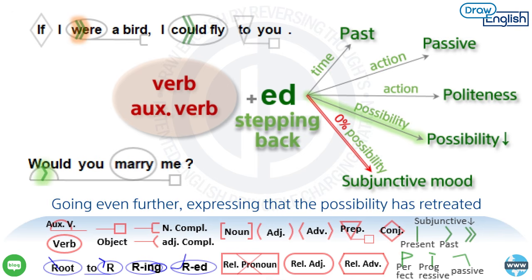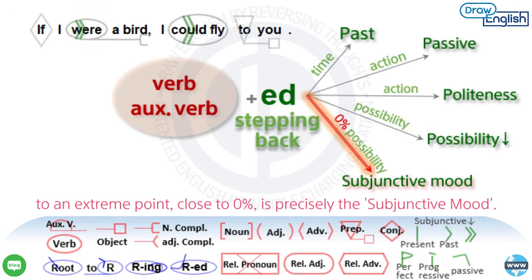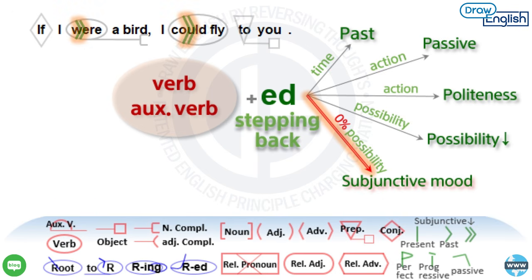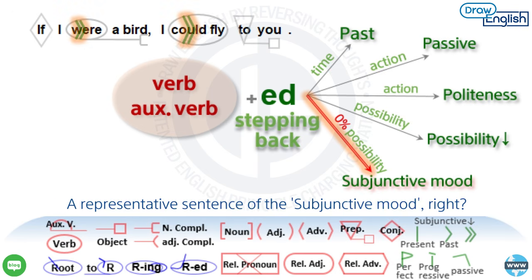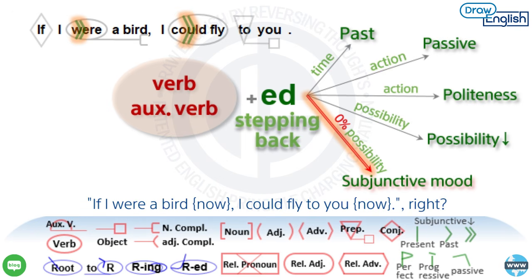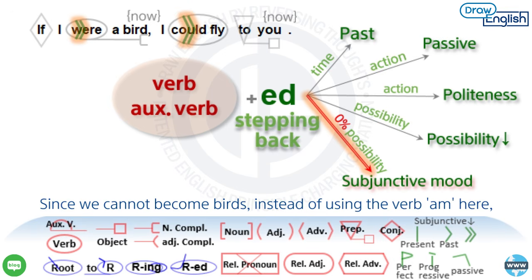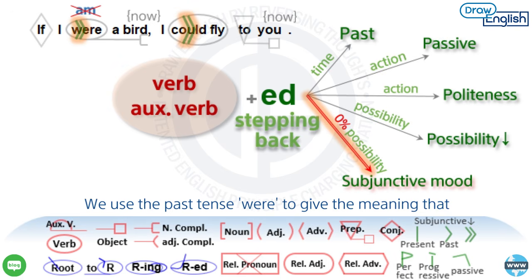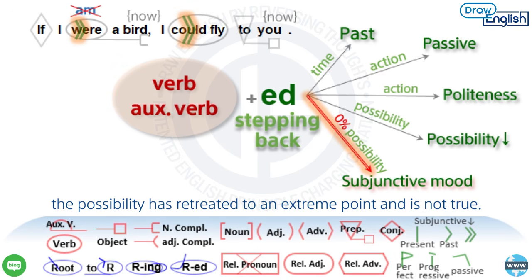Going even further, expressing that the possibility has retreated to an extreme point, close to 0%, is precisely the subjunctive mood. A representative sentence of the subjunctive mood, right? If I were a bird, I could fly to you. The general interpretation of this sentence is, if I were a bird now, I could fly to you now, right? Since we cannot become birds, instead of using the verb am here, we use the past tense were to give the meaning that the possibility has retreated to an extreme point and is not true.